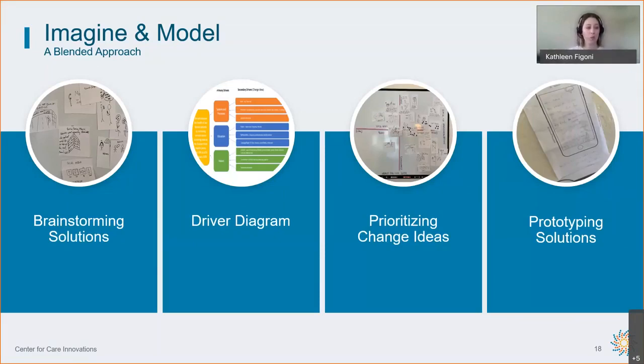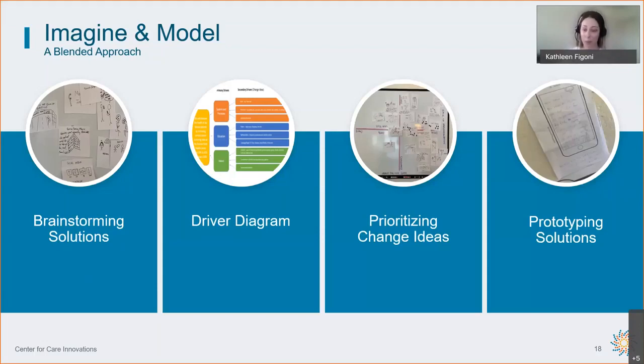Once we were done with that brainstorming, all together with the same group, patients included, we clustered those change ideas. The solutions that they drew were essentially our change ideas. We clustered them and created a driver diagram together based on the ideas they had just come up with.